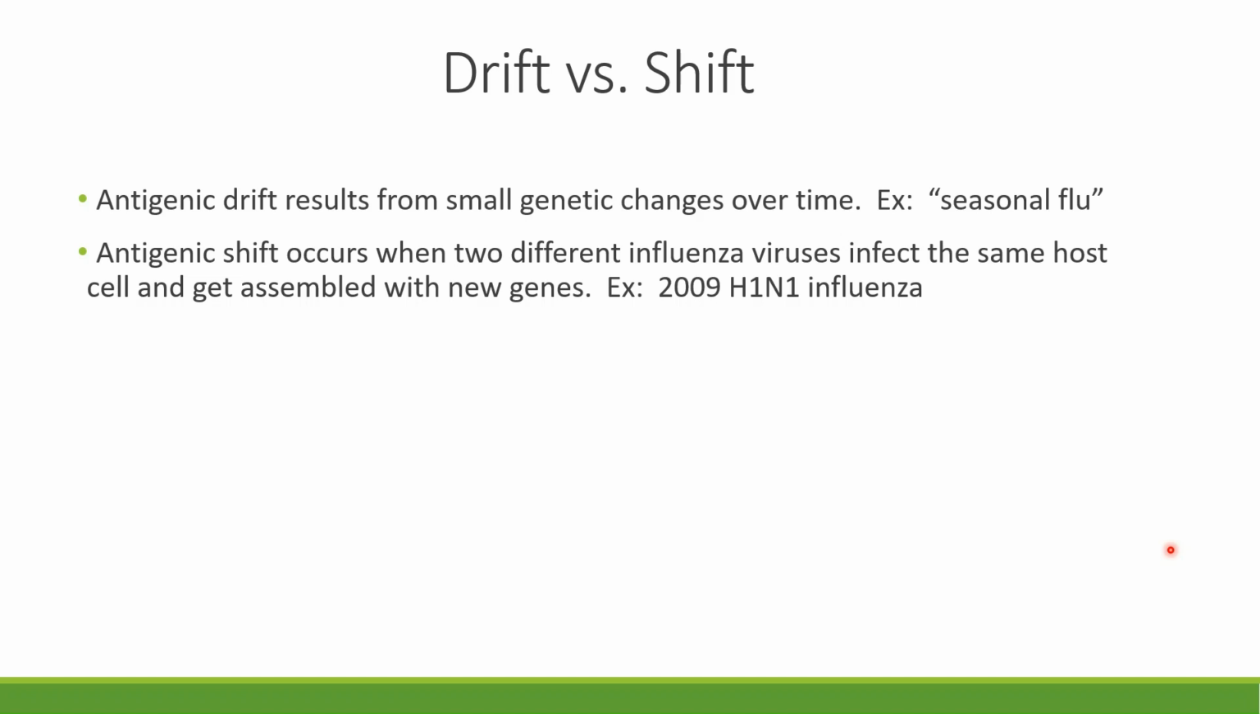And this is just kind of repeating what I just said here. Antigenic drift is small genetic changes over time due to just the replication of their genome, whereas antigenic shift occurs when two different influenza viruses share genetic parts, creating a whole new antigen.